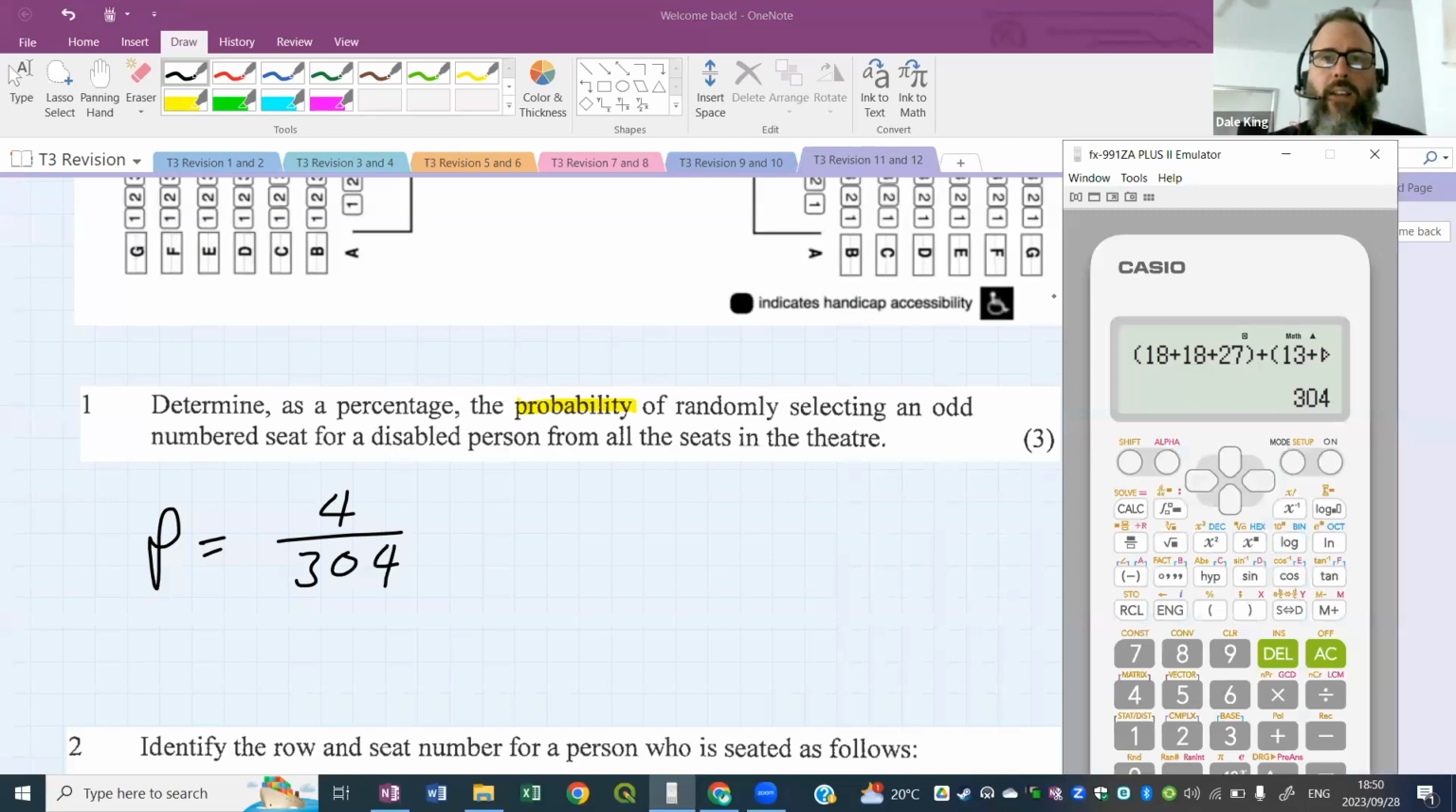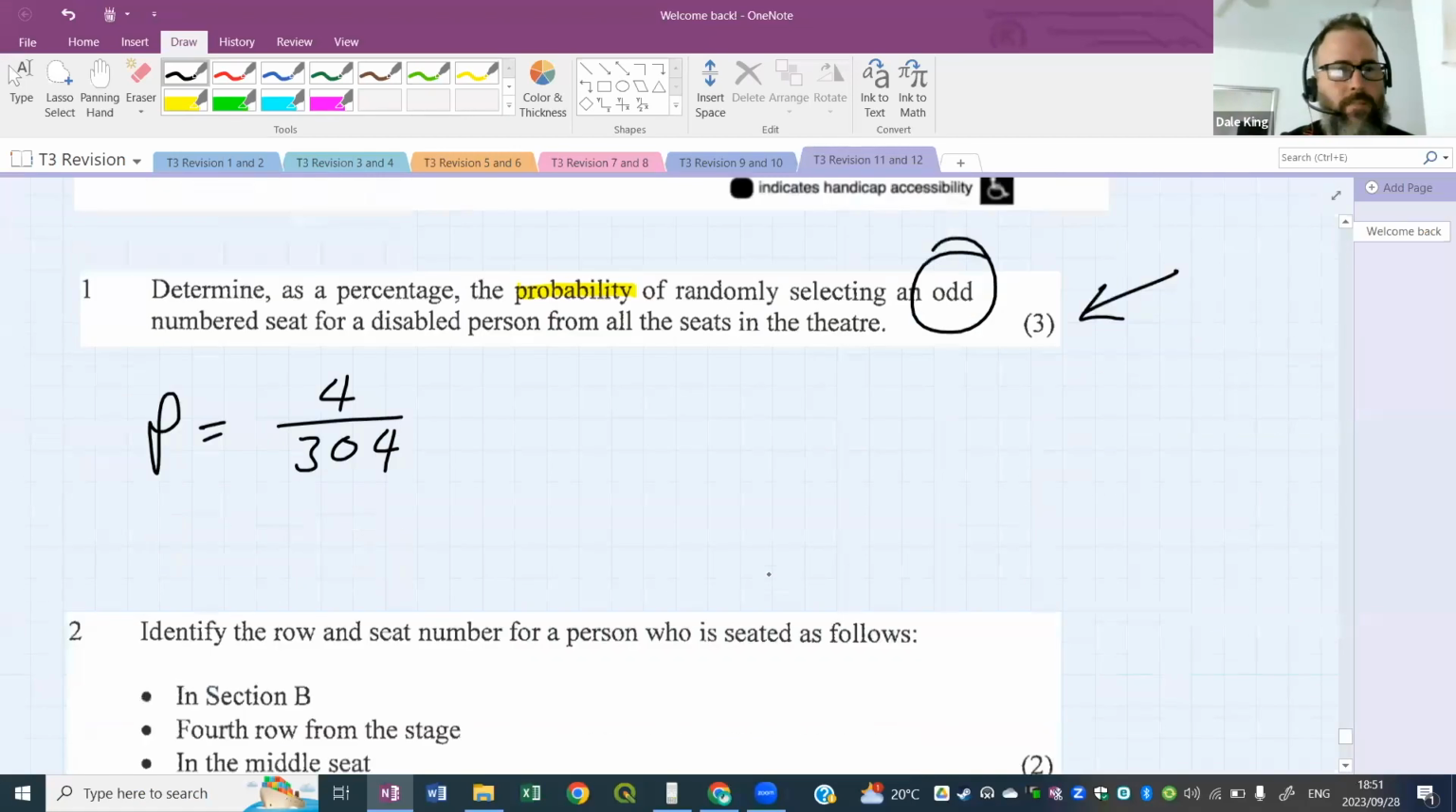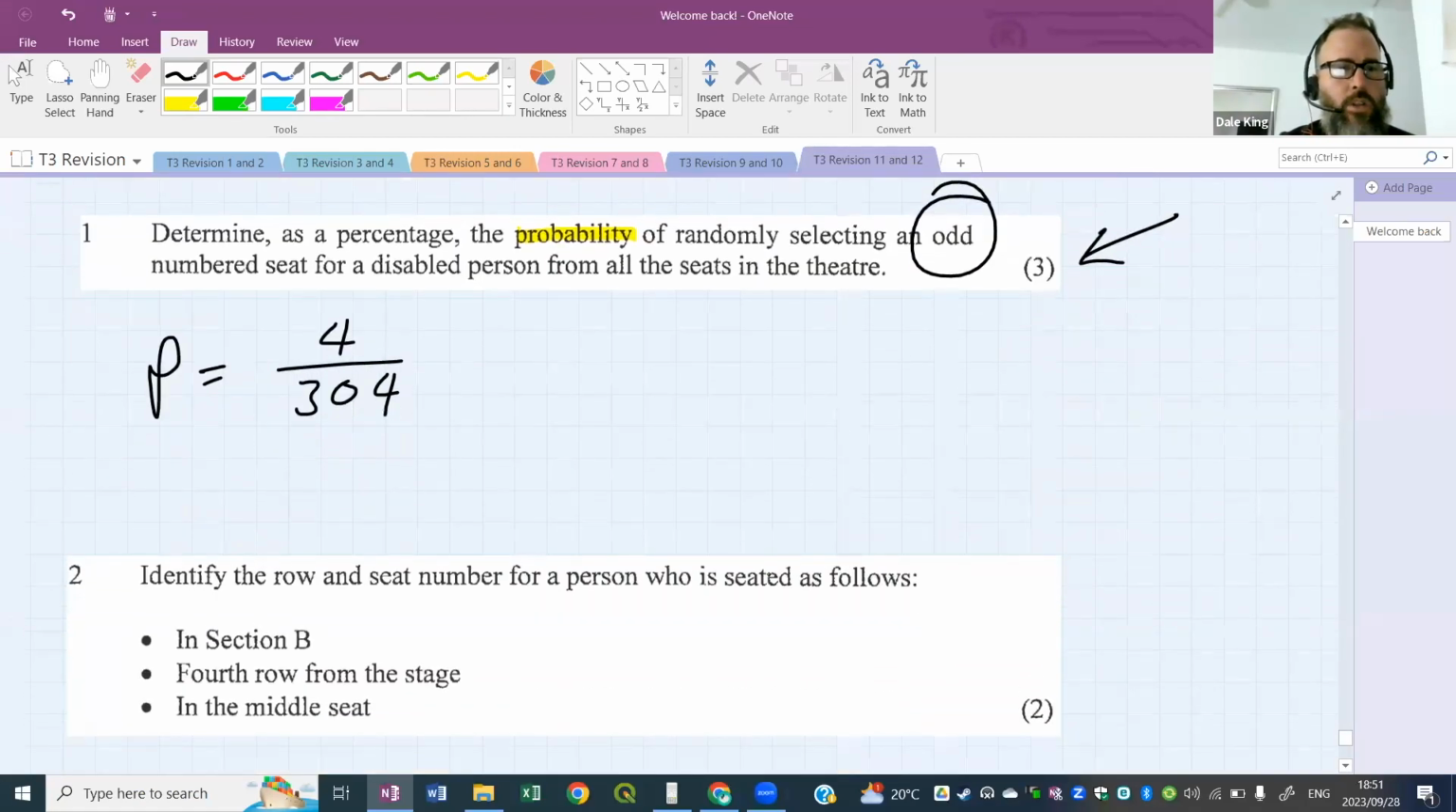All right. Now, I don't think that question was very fair. Making us count. They should at least give us that number in the question because that takes way too much time. Yeah, but 4 and 22 are the even ones, eh? They only want us to do the odd numbers. Okay. So that's the probability of getting an odd disabled seat out of all the seats in the theater for 3 marks. All right, let's have a look at question 2.